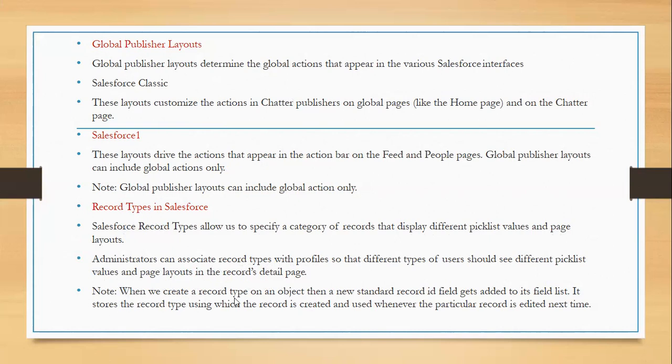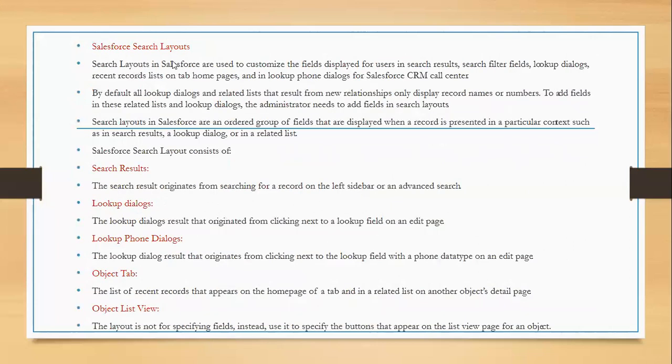Note: when we create a record type for an object, a new standard Record ID field gets added to the field list. It stores the record type with which the record is created, and when a user works on a particular record, it is used the next time. Next, Salesforce search layouts.